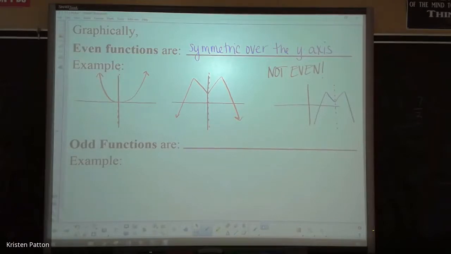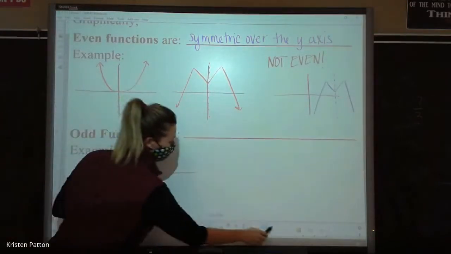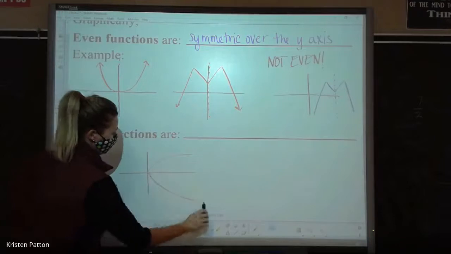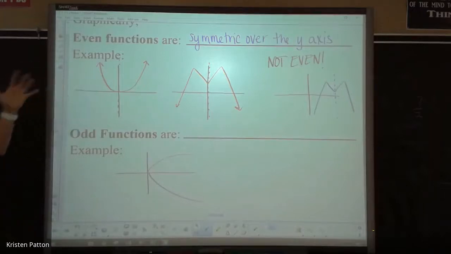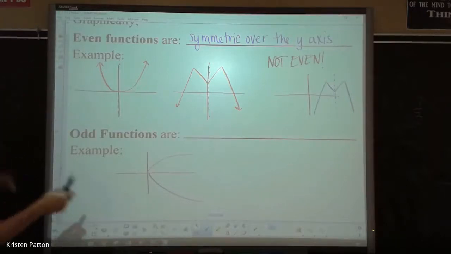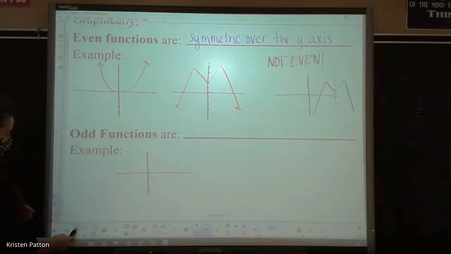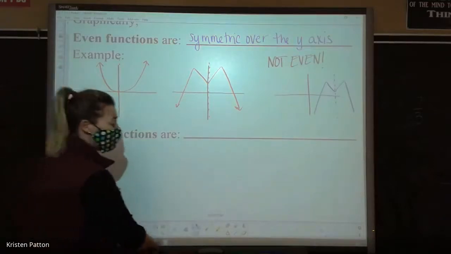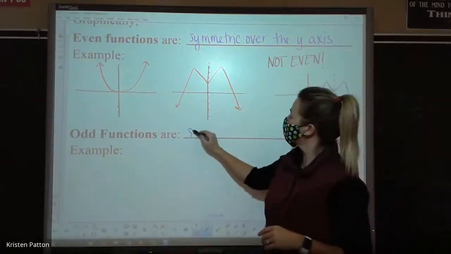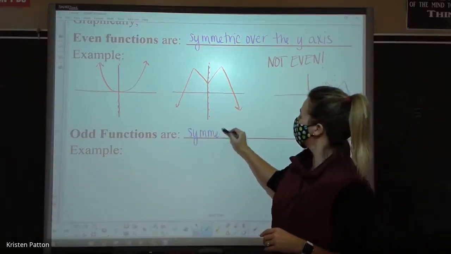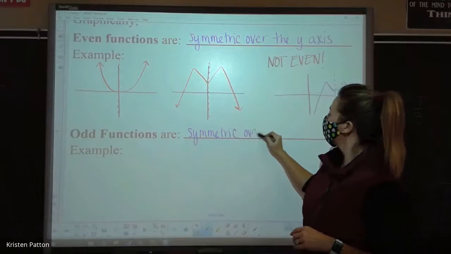Don't draw this. Because if something was symmetric over the x-axis, is that a function? No. So we want to be very careful. We don't jump and just say, oh, well, even means this, so odd means the opposite. That's not the case. So odd functions, and I'll write it down a couple of ways, and then I'll show you graphically. Odd functions are what we say are symmetric over the origin.